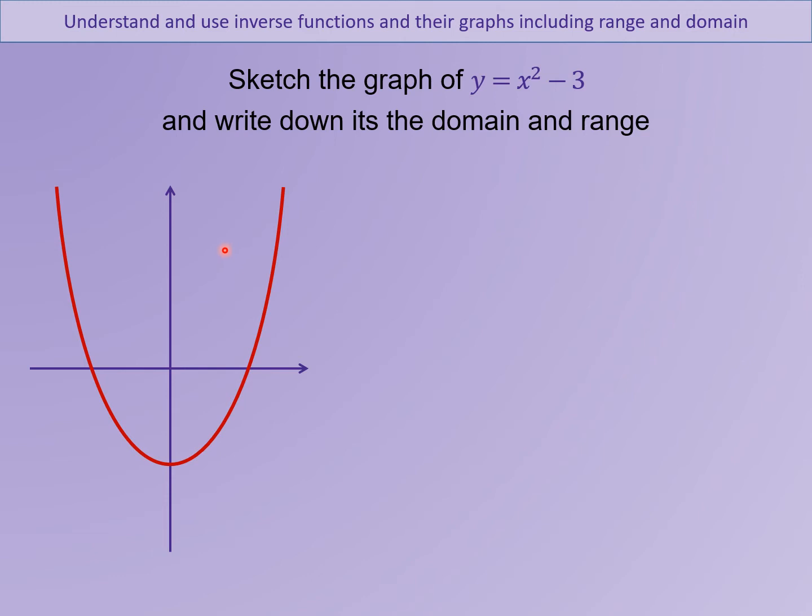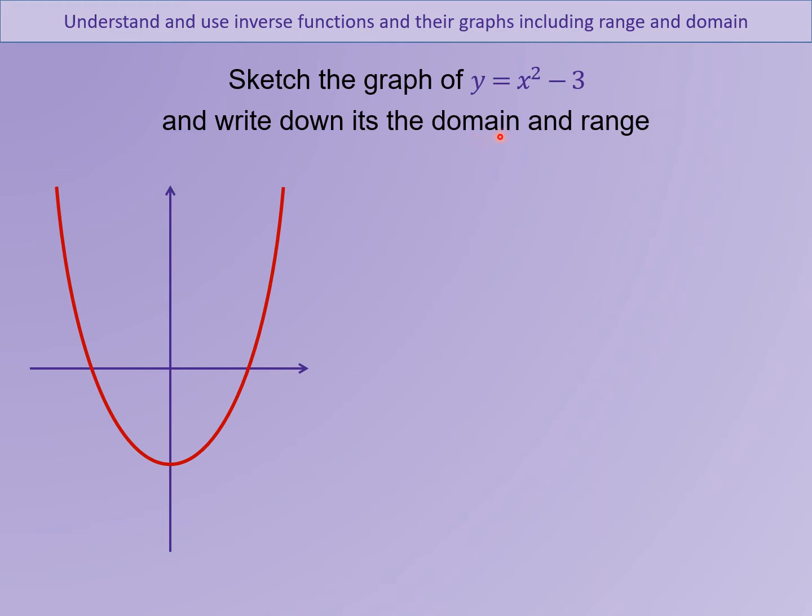Now the other thing I've asked you to do is write down its domain and range. So we need to remember that the domain is the values that could possibly be put into this function. So for example, in here, what numbers can you put in so that you can still square them and take away 3?